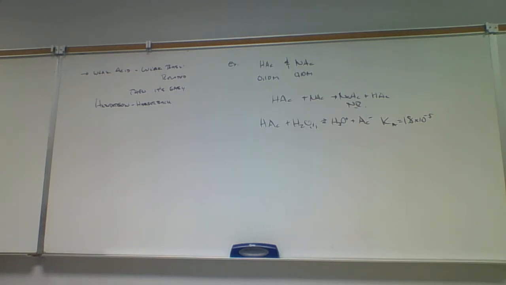The Kb for acetate is no problem. We can figure that out. The Kb for acetate is just equal to Kw divided by the Ka for acetic acid, its conjugate acid. But look carefully at these two. Do I need to do both of these?